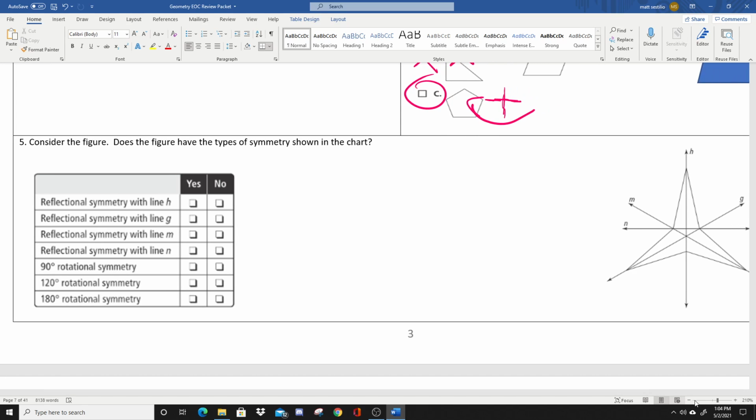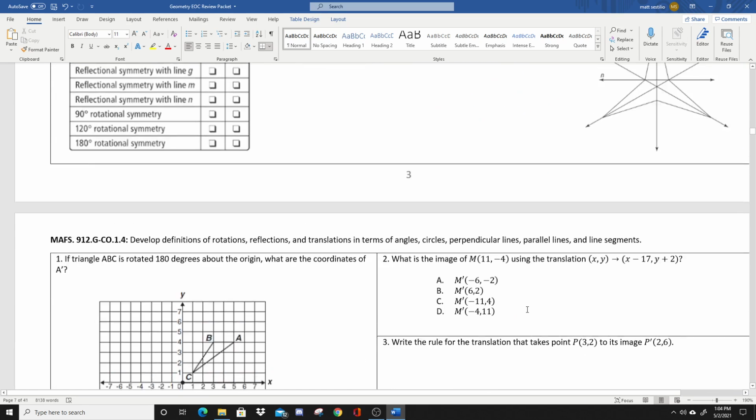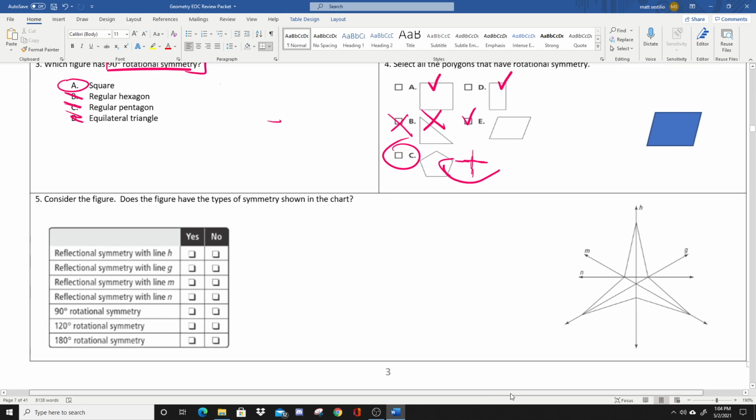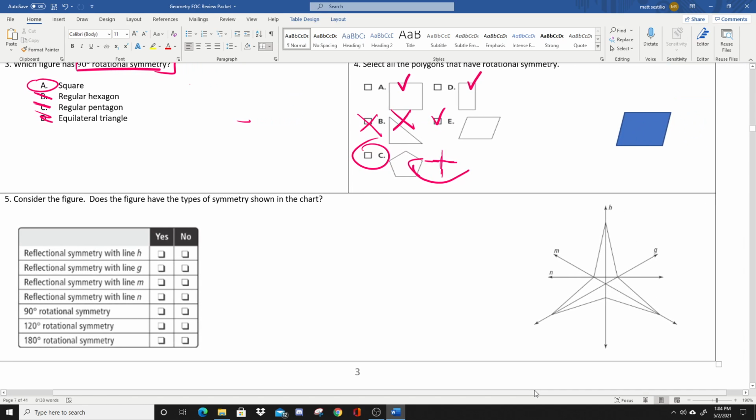The last one for page 3, does this weird looking shape have symmetry on all of these? So symmetry with line H. Yeah, so if we reflect this, this would go to here, this would go to here, and then this half would go to this half. So that works.